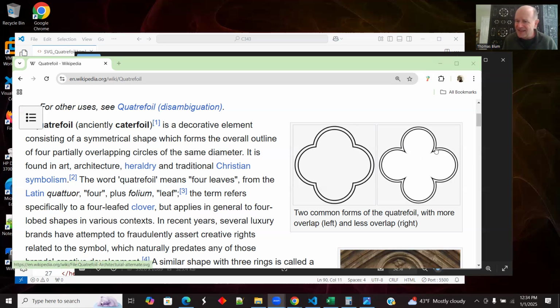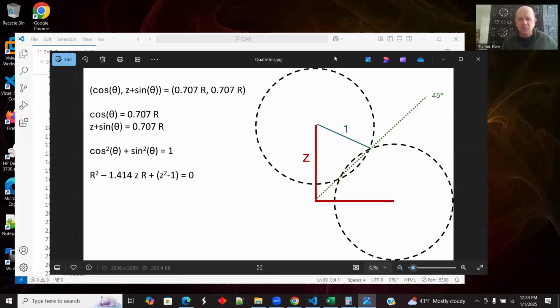So I needed these intersection points here, and I'm using this figure. The red part here is 2 parts of my cross. From the center of my cross, which is also the center of my quatrefoil, I go a distance z up, and the center of the circle is going to be z from the center of the cross or the center of the quatrefoil. And then I assumed that the radius was 1, just to make the math a little bit easier.